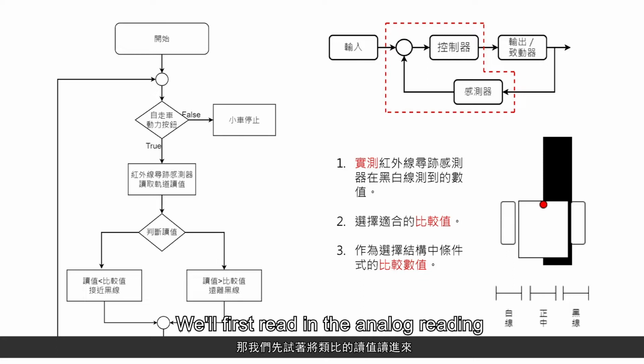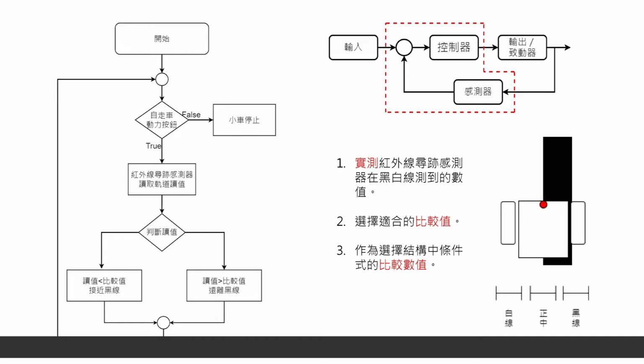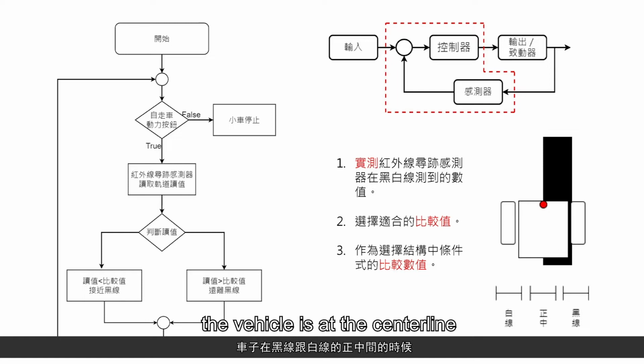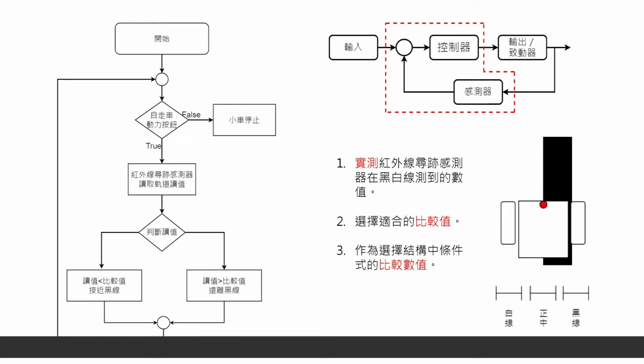We'll first read in the analog reading and perform its evaluation. First of all, we need to confirm the value for a reading when the vehicle is at the center line of the black and white areas. What will be the value obtained at the center line? Measuring from white to black, the reading should range between 100 or so and 1024. So we'll define 600 for the center line. You can set the value that you want. We'll use 600 as a reference value.